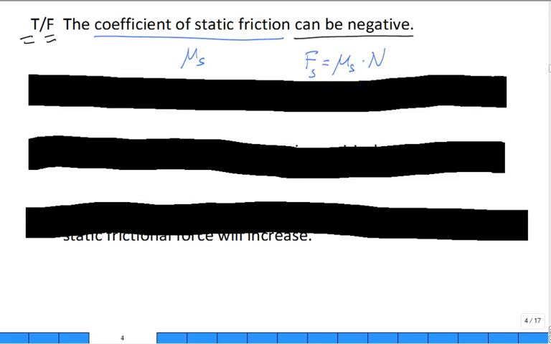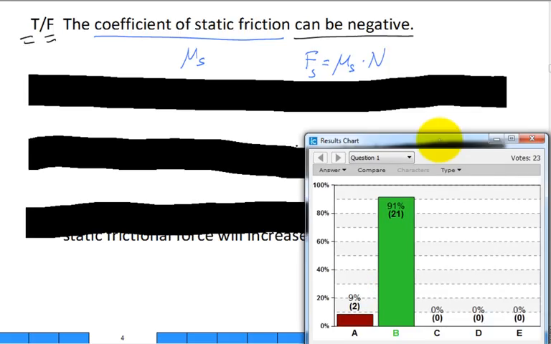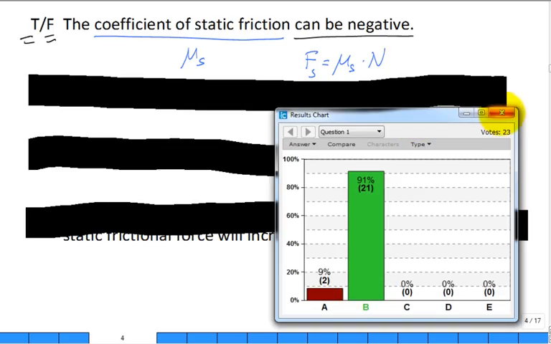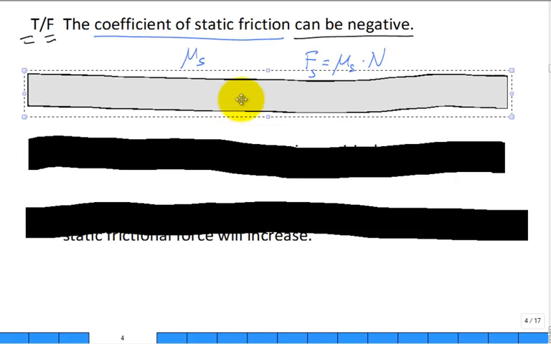So, the coefficient of static friction can be negative. No. This is no good. I don't know if two people said yes, but we'll leave it at that. Okay. Let's do this.